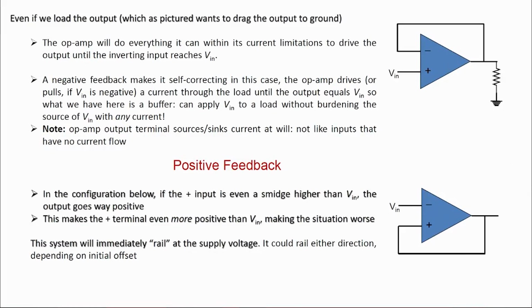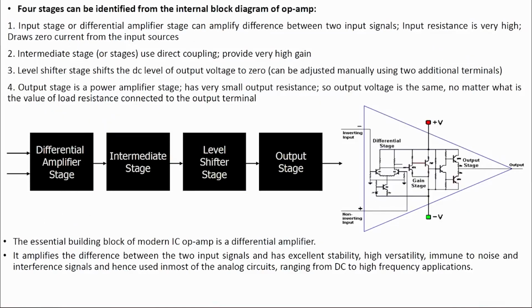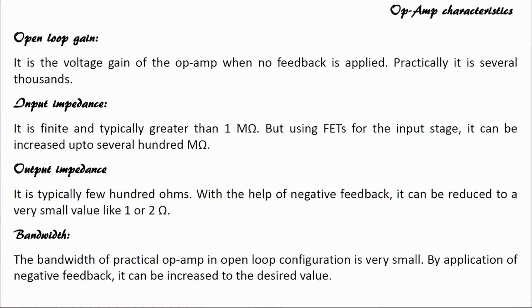So, we have seen what negative feedback and positive feedback are. Then we have seen the internal stages of the operational amplifier. It consists of a differential amplifier, an intermediate stage, a level shifter stage, and an output stage. Most op amps are now built with MOSFETs; in the internal circuit that you see here it is BJT, but in most cases now we are using MOSFETs.